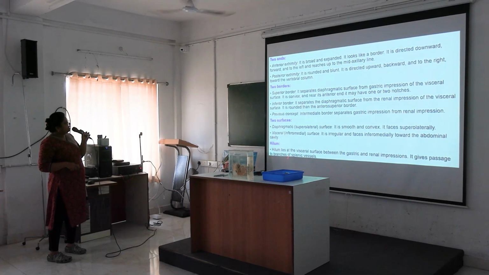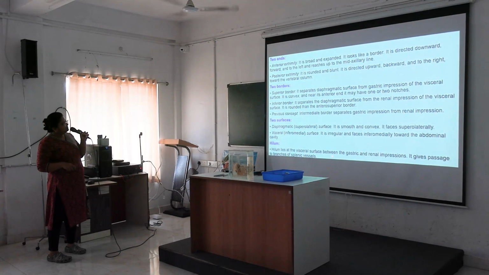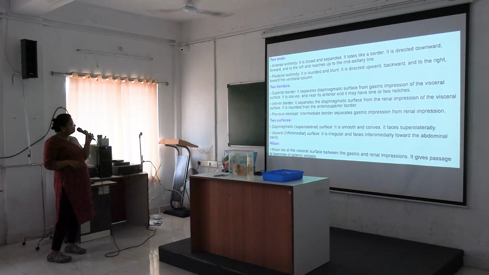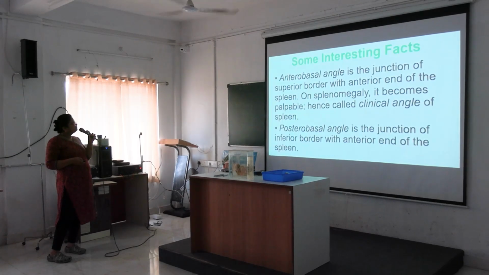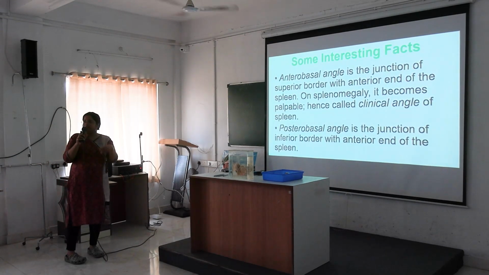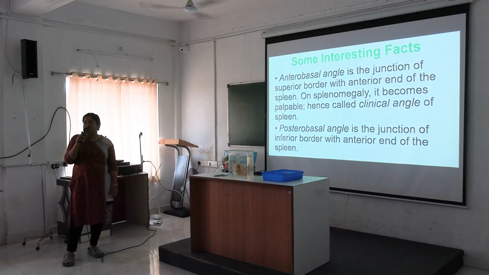And the hilum lies at the visceral surface between the gastric and renal impressions, and it gives passage to branches of splenic vessels. Okay, and two angles: at the anterior extremity, it has two angles and it looks like a border.